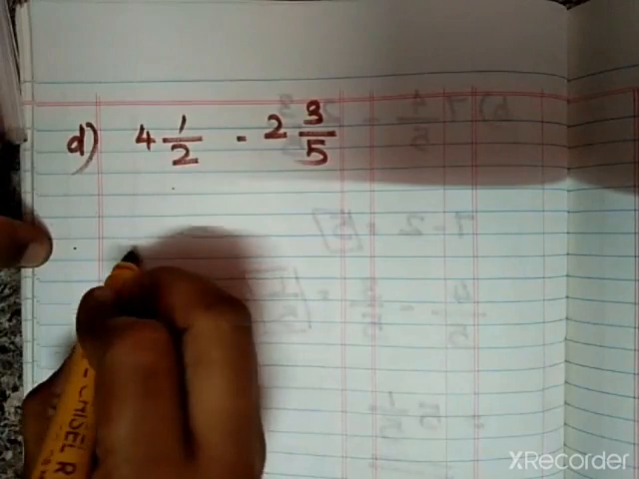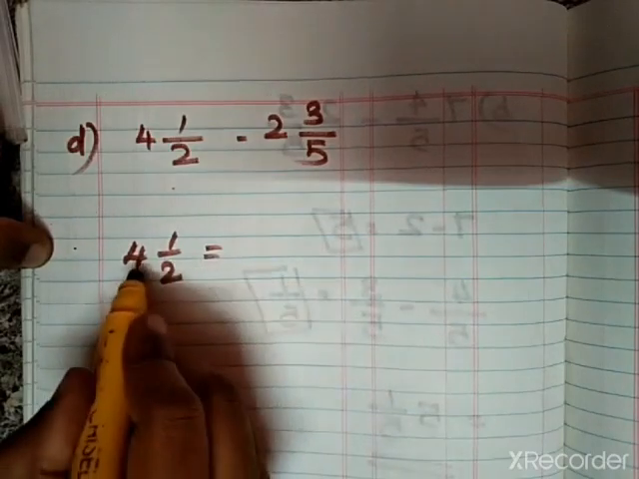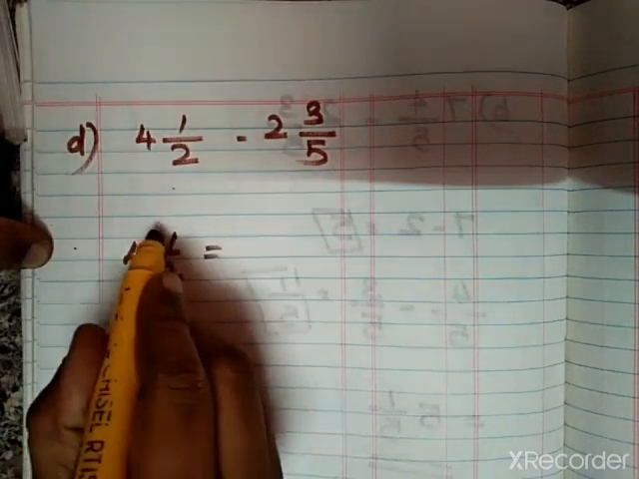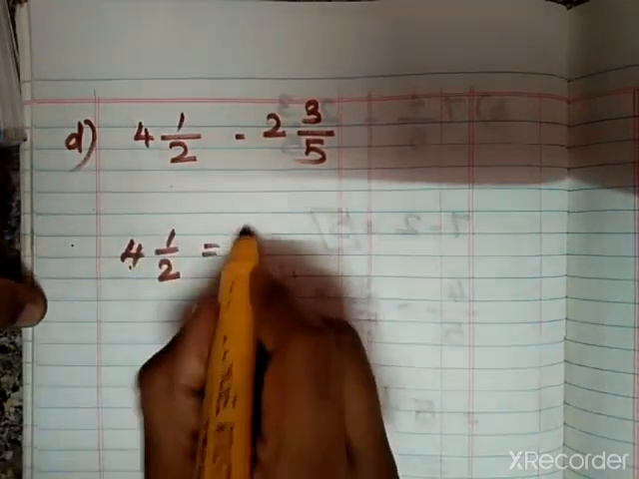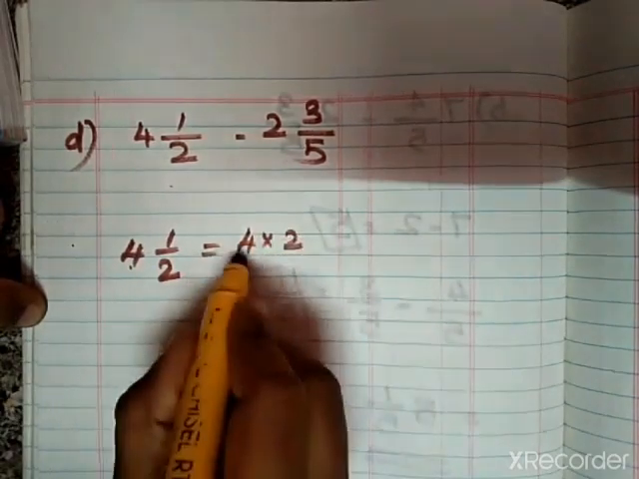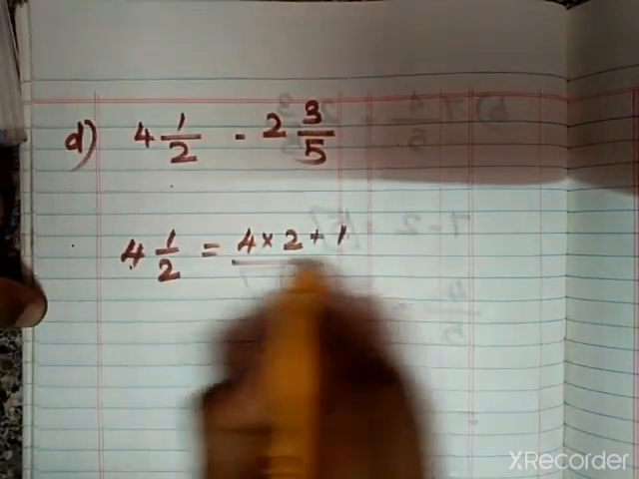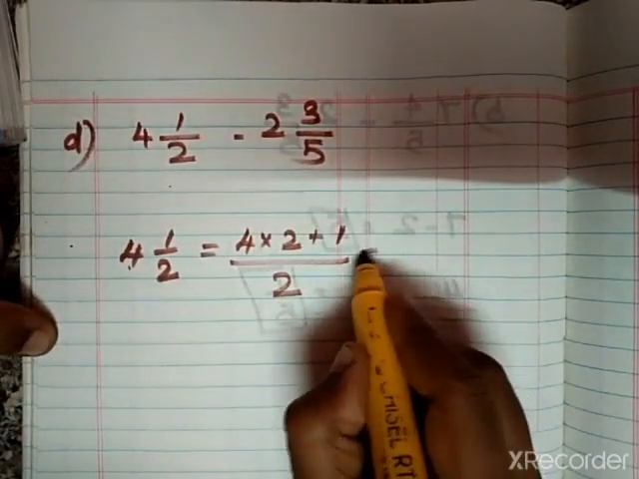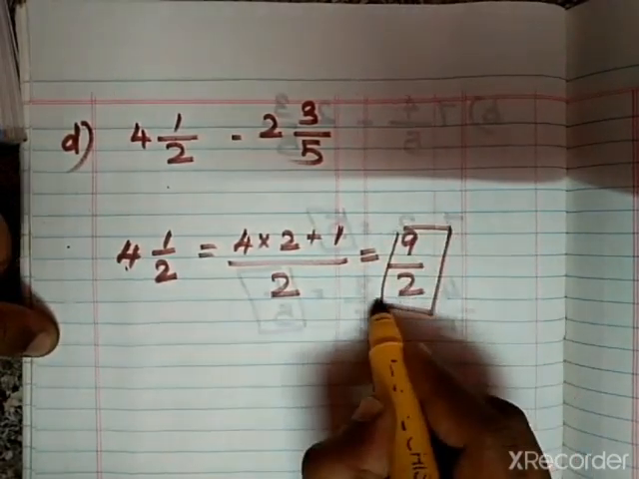Take the first fraction, 4 1 by 2. Now I need to change that into an improper fraction. For that you need to multiply the whole number with the denominator, plus the numerator, by the denominator. That is 4 into 2, whole number into the denominator, plus the numerator, by the denominator. So 4 into 2 is 8, 8 plus 1 is 9, 9 by 2 is my improper fraction for the first one.